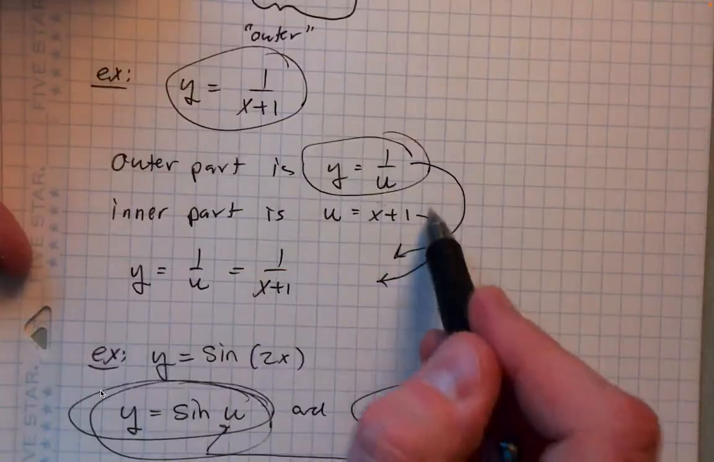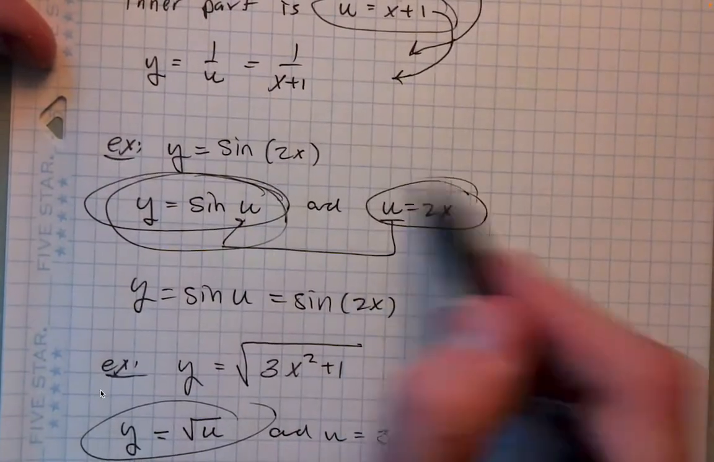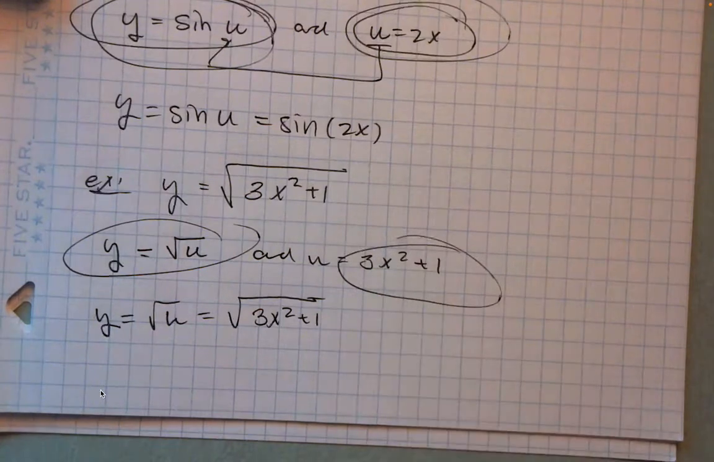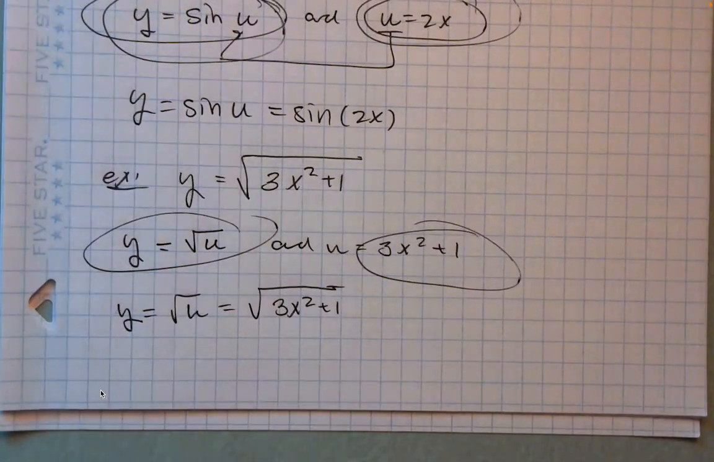And you've got the inner part, right? The inner part and the inner part, right? And then in each of those examples, the two can be combined to form the original function. Okay. Now let's go ahead and actually use the chain rule and find some derivatives and see how this works.